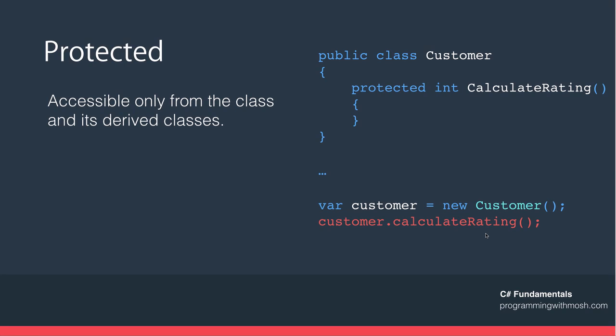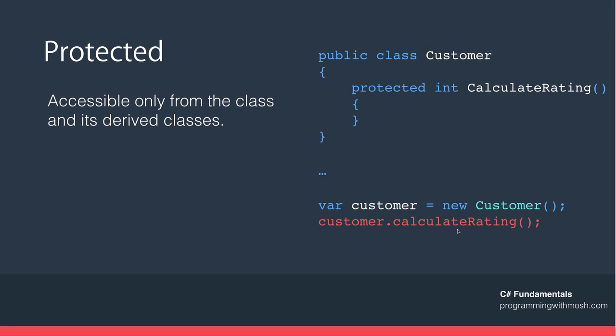Okay, next is protected. A member declared as protected is accessible only from the class and its derived classes. What does it mean? Well, look at our calculate rating method again here. This time I declared it as protected instead of private. So this statement says accessible only from the class and its derived classes, which means outside this class, if you have a customer object, we are not going to be able to call this method. So it's a little bit similar to private. The difference is if we derive a class from customer, let's call it gold customer, that method is going to be visible in a derived class.